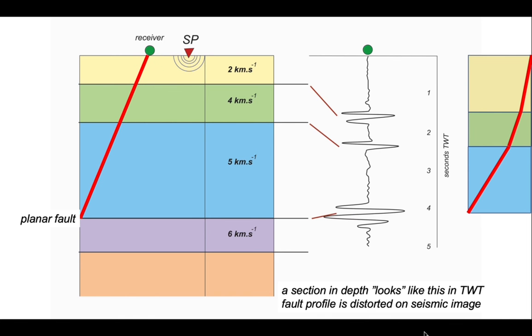So to emphasize the point, in order to understand the real geometry of that fault, we need to convert our two-way time image into real depth. And for that, we need to know or make realistic assumptions as to the seismic velocities of the layers.